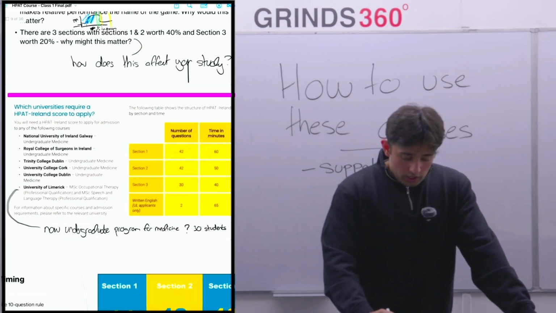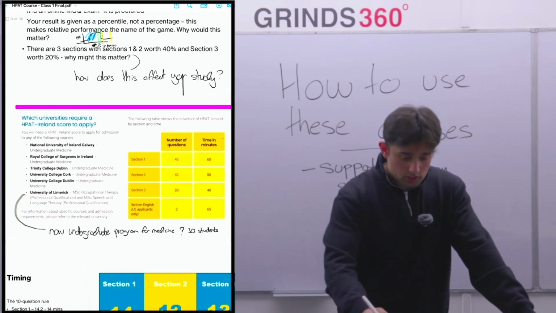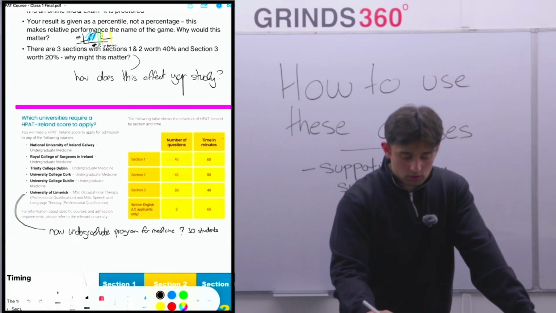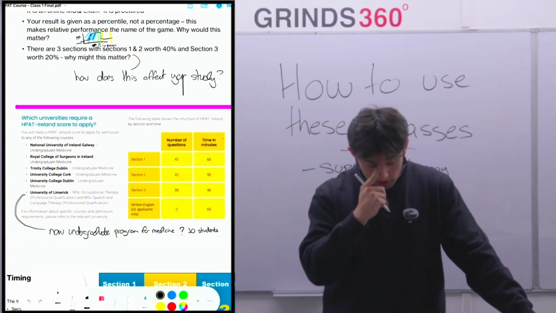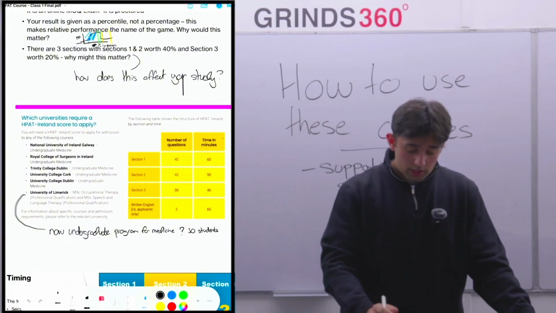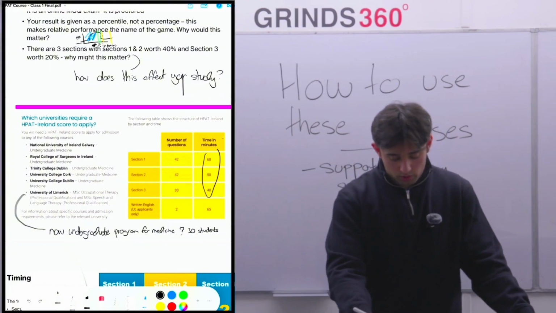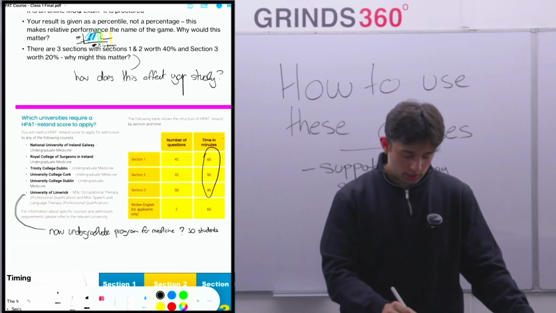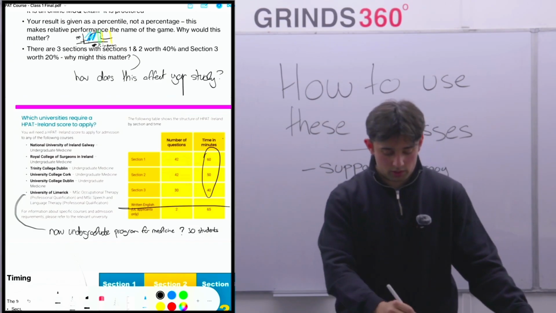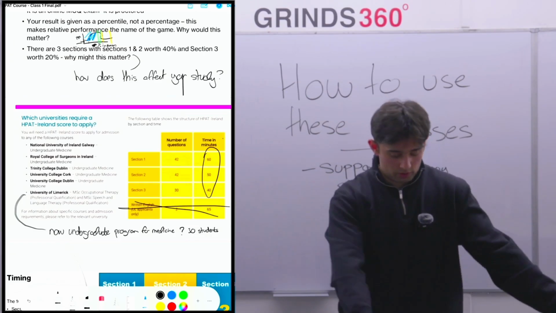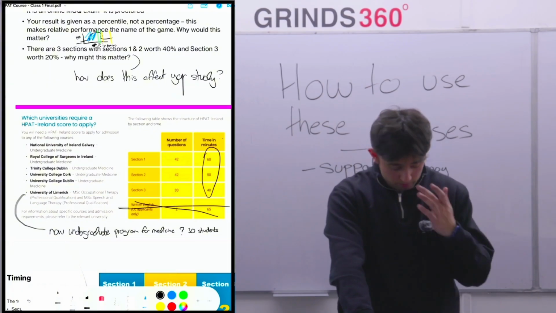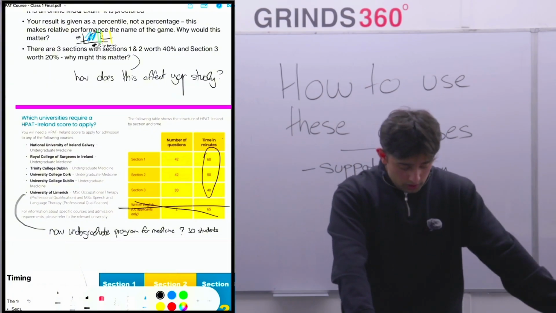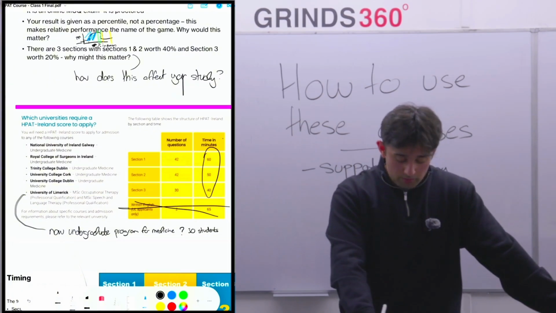Okay. There's 42 questions in section 1, 42 questions in section 2, and 30 questions in section 3. And then there's different times. This is really important, okay? Because timing will be very important. Again, you guys don't need to worry about that because you're not a UL applicant, because that's just for the occupational therapy and SLT that I mentioned earlier.